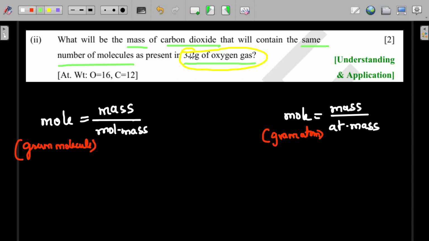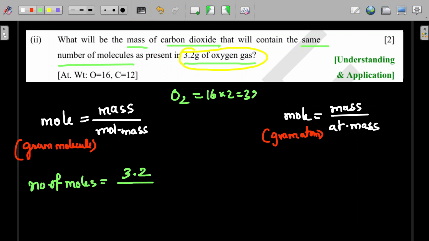Now, 3.2 gram of oxygen gas, what will be the number of moles? Number of moles is equal to mass, how much they have given? 3.2 gram divided by the molecular mass of oxygen gas. You can find that from here, O2. O2 is 16 into 2, 32. So divided by 32. What will be the answer for this? 0.1. Correct? 0.1 mole.